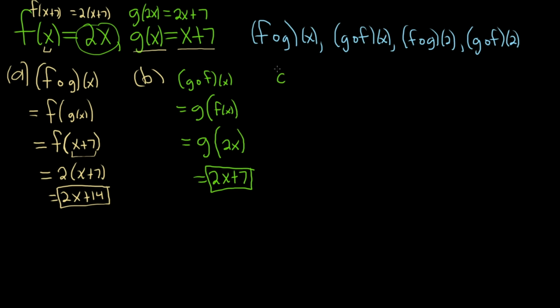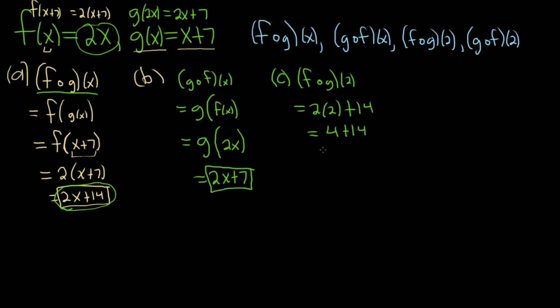Part C, much, much easier. So we want f of g of 2. So we already have a formula for f of g of x. It's over here. It's 2x plus 14. So all you do is you just plug in the 2 into your formula from before. So it'll be 2 times 2 plus 14. So you just get 4 plus 14. So you just get 18. So that would be the answer to that one.